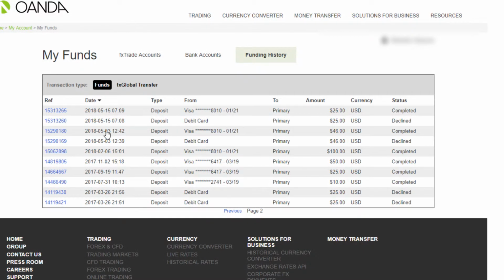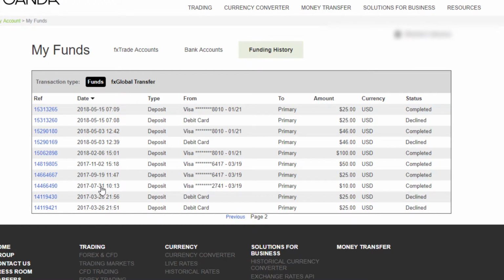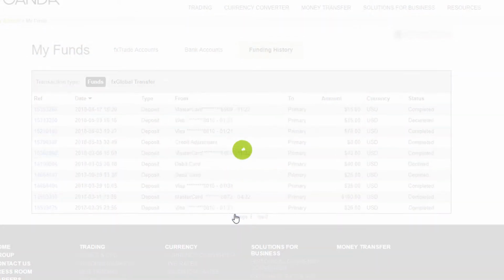All right, so 2017, this was the 26th of March. Declined, not sure what happened there. I came back on the 31st, deposited $10. In September, another 25, and then we deposited $50, $100, $46, and $25.